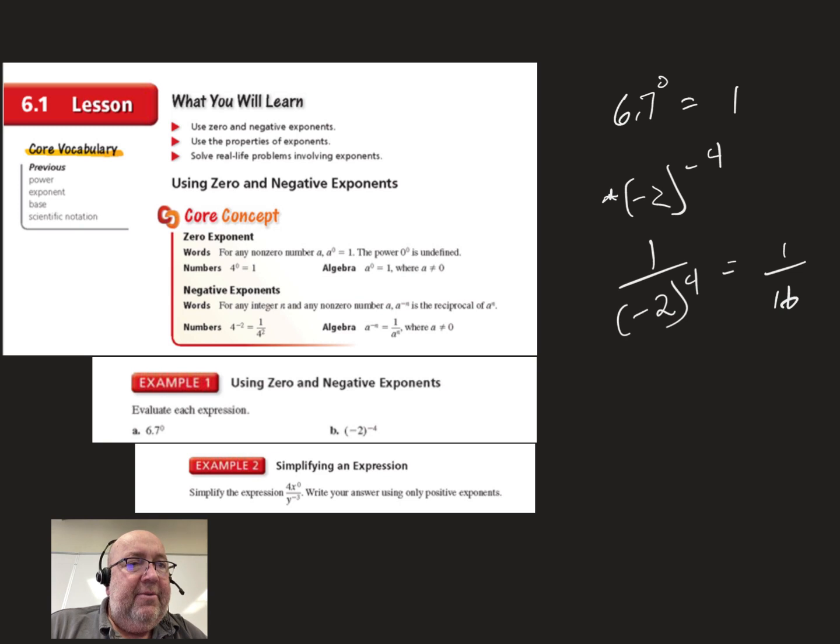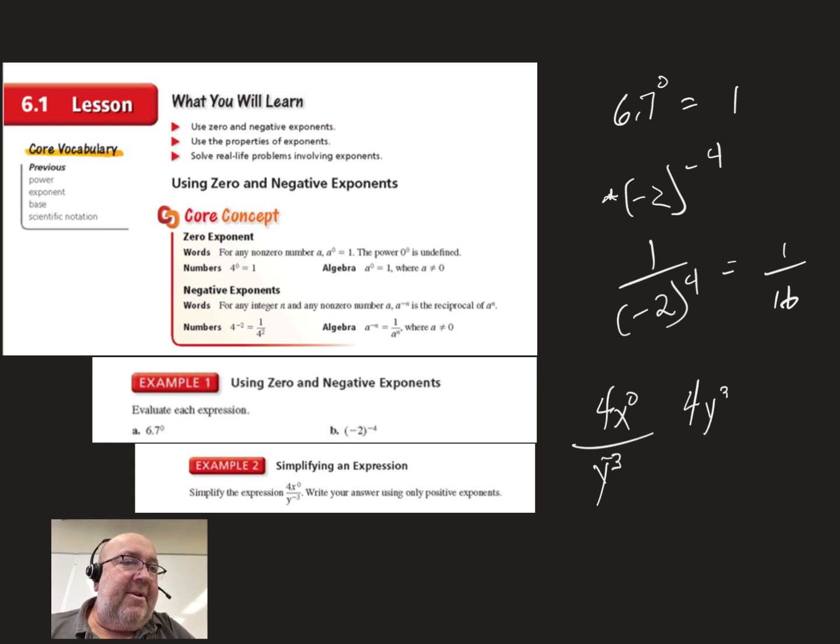Example 2, we have 4x to the 0 at the top, and then y to the negative 3 in the bottom. So 4 times x to the 0, which is 4 times 1, is just going to be 4. And then y to the negative 3rd power in the bottom. We're going to move it up above, do the reciprocal, and it's going to be y to the third. So our answer is just going to be 4y to the third power.